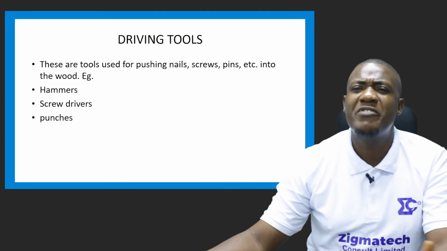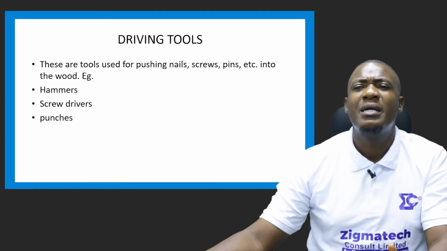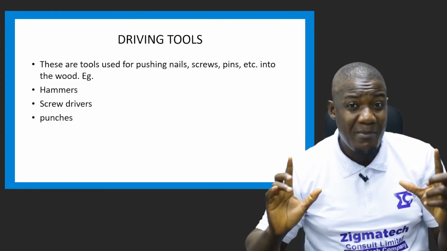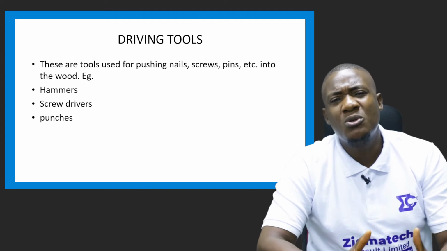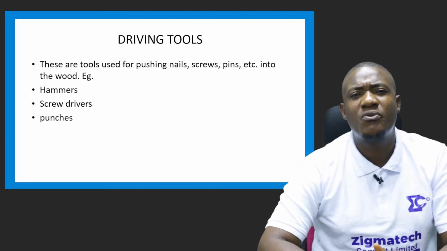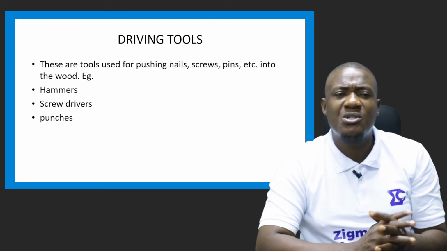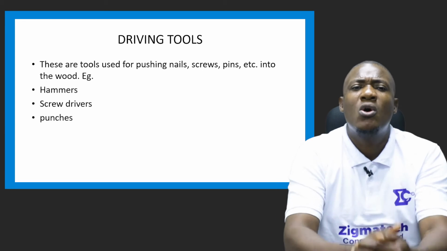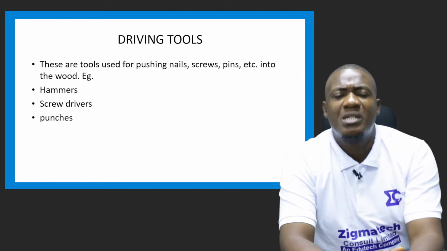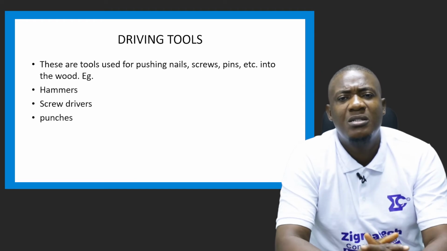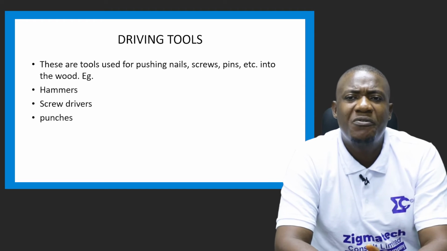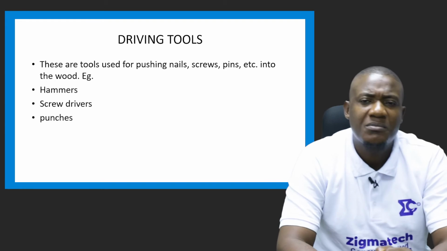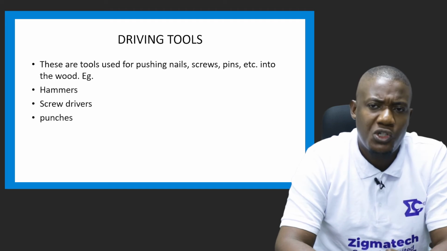Now, driving tools. This is another important set of tools we need for woodwork. The name alone will tell you what they are used for. Driving tools are tools used for pushing nails, screws, pins, etc. into the wood. Examples of driving tools include the hammer, the screwdriver, and the punches. These are different types of driving tools that we have.